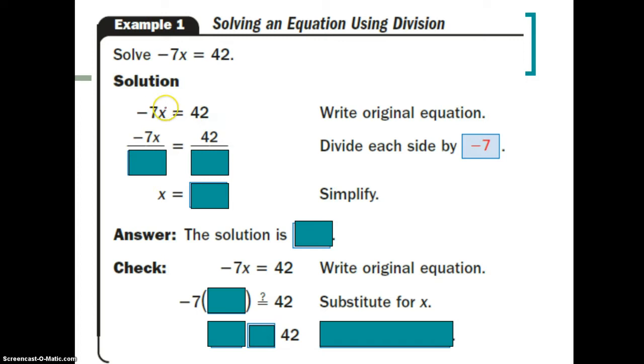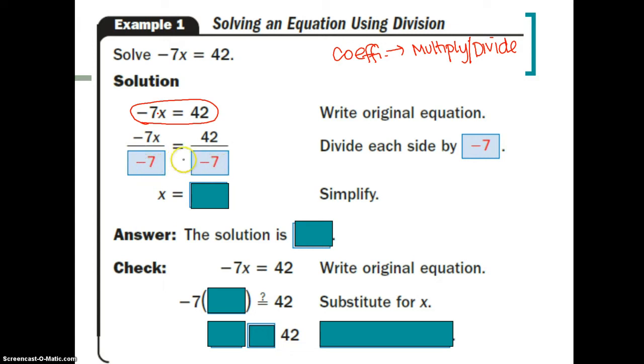Let's look at the example. Negative 7 times x. This is the problem. Here's the variable, and it has a coefficient. Remember, if we have a coefficient, we need to clear it by either multiplying or dividing. In this case, it's going to be dividing, because it's multiplying, so the inverse is divide. We actually divide by that negative 7. I said nothing about the opposite. It's by that negative 7 on both sides.